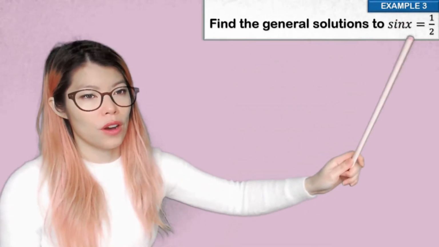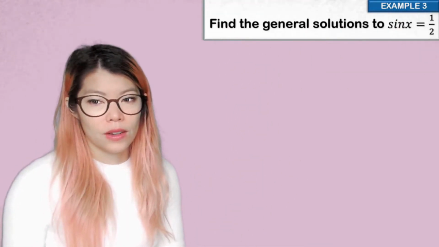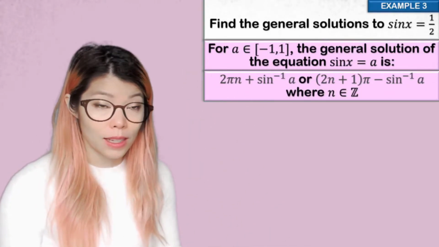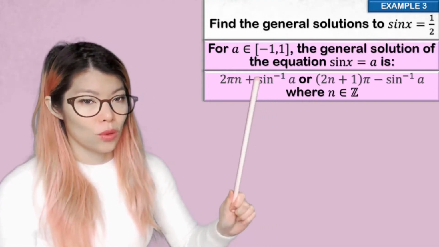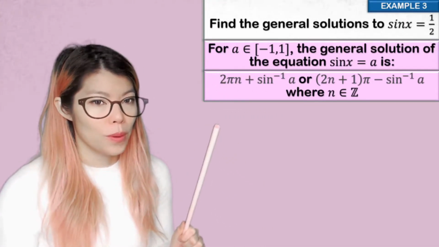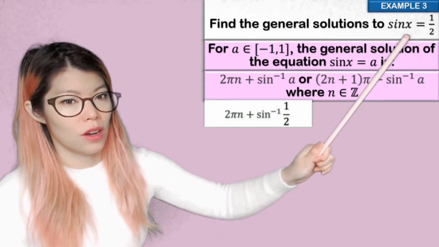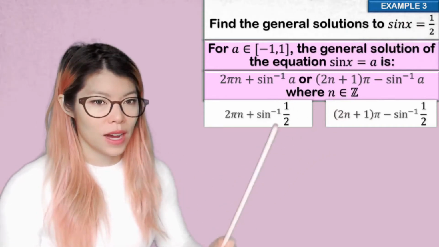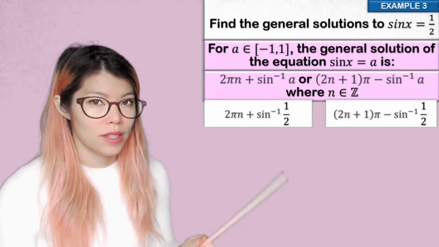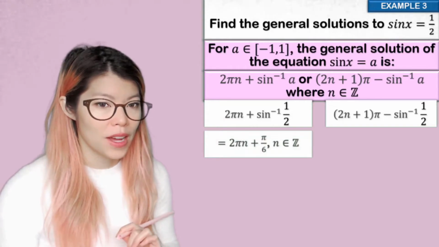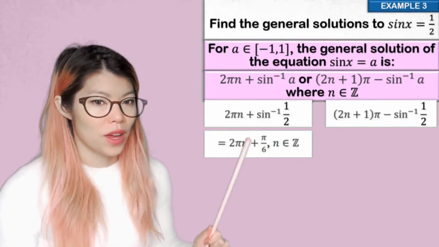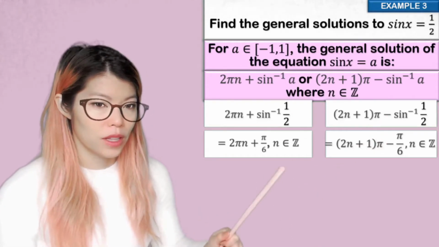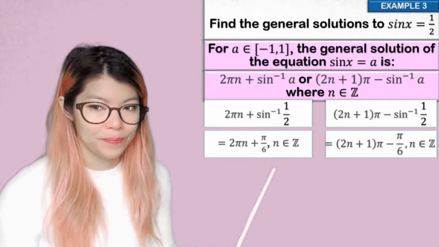So let's do an example. Find the general solution of sine x equals a half. We know from the previous slide that the general solution is these two patterns, so we're just going to plug it in there. So it will be 2 pi n plus sine inverse of a half, and 2n plus 1 pi minus sine inverse of a half. And we know that when sine equals a half, that is pi over 6, so we can write that out with the pi over 6 as well. And don't forget to write comma, n is an integer.